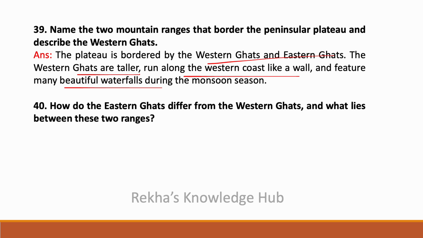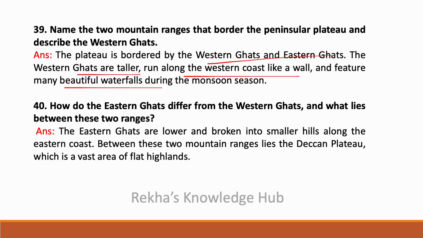How do the Eastern Ghats differ from the Western Ghats and what lies between these two ranges? The Eastern Ghats are lower and broken into smaller hills along the eastern coast. Then, what lies between these two ranges, the Eastern Ghats and Western Ghats? Between these two mountain ranges lies the Deccan Plateau, which is a vast area of flat highlands.